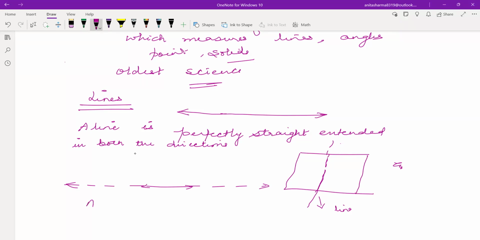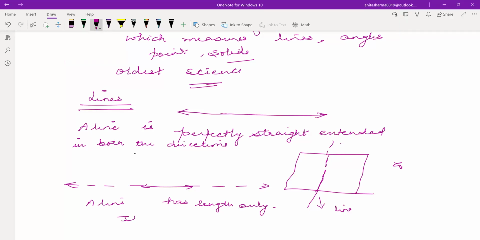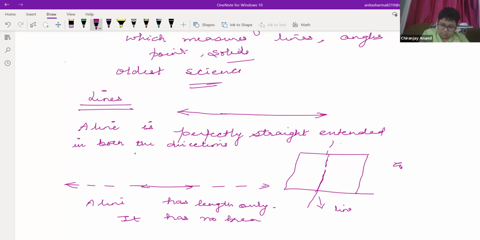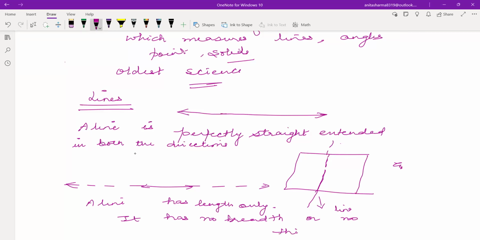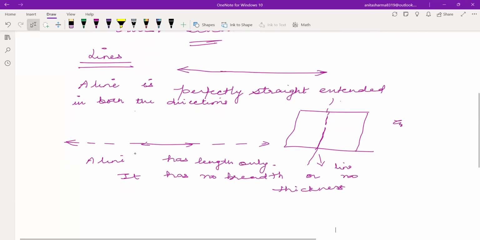So a line has length only, and it has no breadth or no thickness. Got this thing? Chiranjay, are you writing?